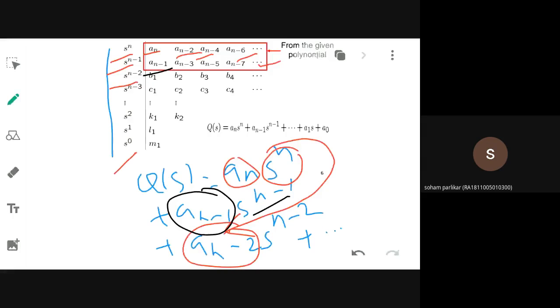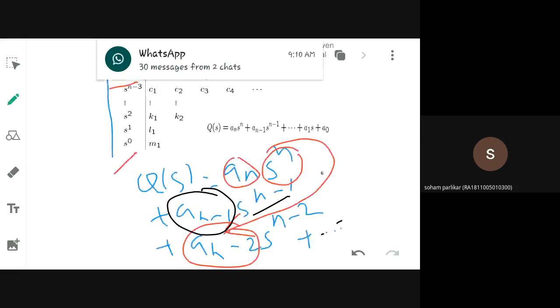Ma'am, how did you take a_(n-3), a_(n-5), a_(n-7)? That is following, this is continuing, isn't it? That equation, yes, the general equation. Okay. Next we will see how to form the remaining part of the Routh array.